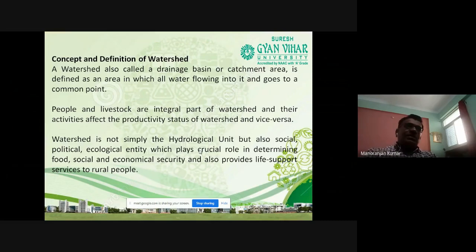People and livestock are an integral part of the watershed. In this watershed, the people will take advantage, as well as livestock. So these people and livestock are an integral part of the watershed, and their activities affect the productivity status of the watershed and vice versa. Watershed is not simply a hydrological unit, but it is also a social, political, ecological entity which plays a crucial role in determining food, social and economic security, and also provides life support services to rural people. Okay, so this is the watershed.